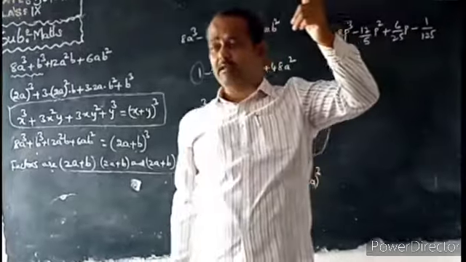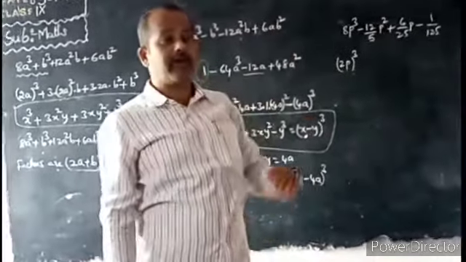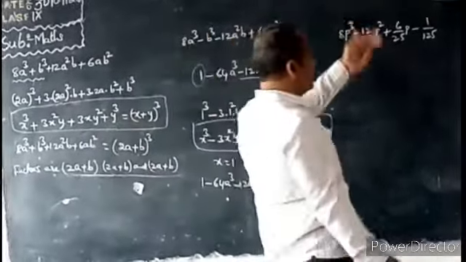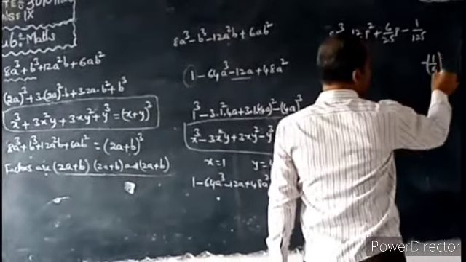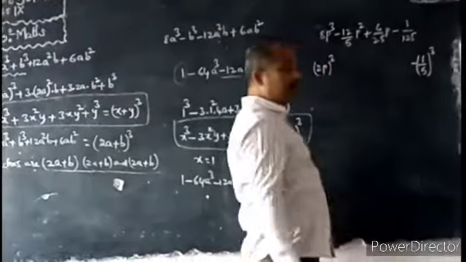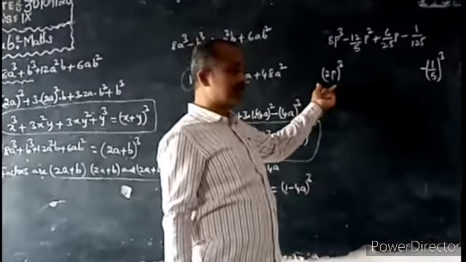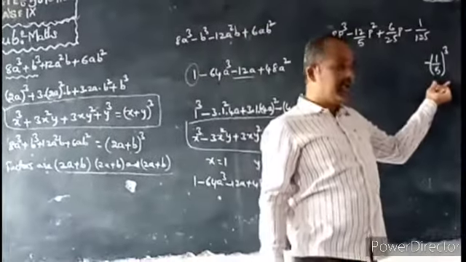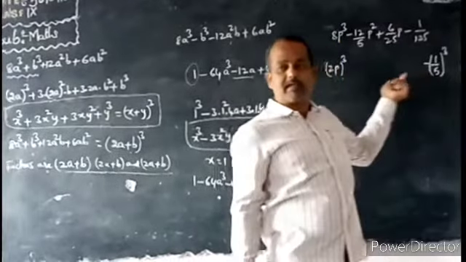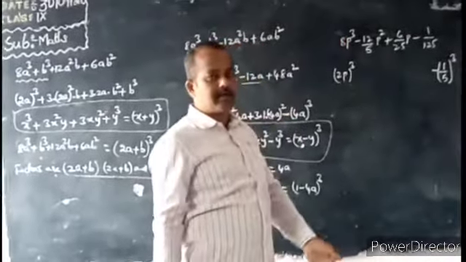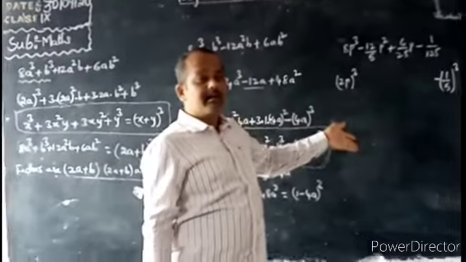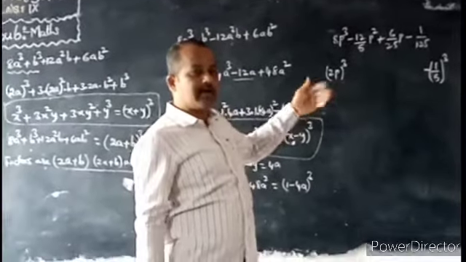5 cube, what did I say just now? 5 cube is 125. So the last term can be written as 1 by 5 whole cube. That means in place of x take 2b, in place of y take 1 by 5, and write the expansion. If it gives the same question, then apply the identity. Otherwise, apply another identity.